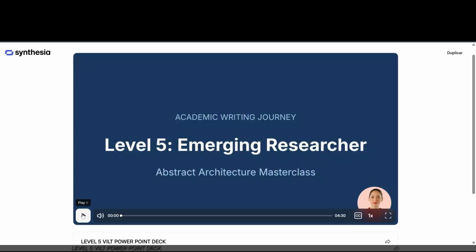Welcome to Level 5 of the academic writing journey. Today we move from understanding academic texts to actually creating one, a complete academic abstract. This is a big step. By the end of this level, you will have written something that could realistically appear in a journal or thesis.